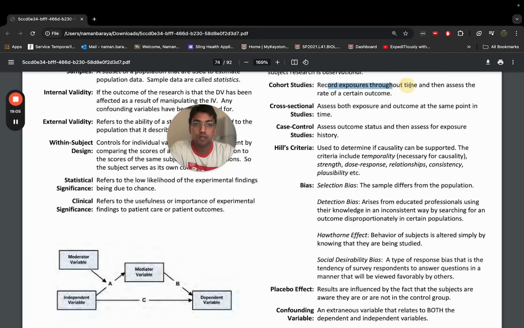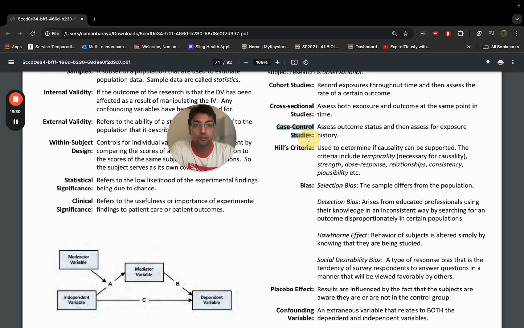Cohort studies: you look at a cohort throughout time, and then you assess the rate of a certain outcome. So let's say I look at a ton of smokers over time and I see how many of them get lung cancer or different types of cancer. Cross-sectional studies: I look at a single point in time and figure out how many of these people have been smokers and how many of them have cancer at the moment.